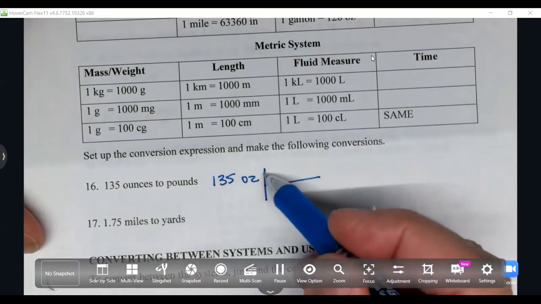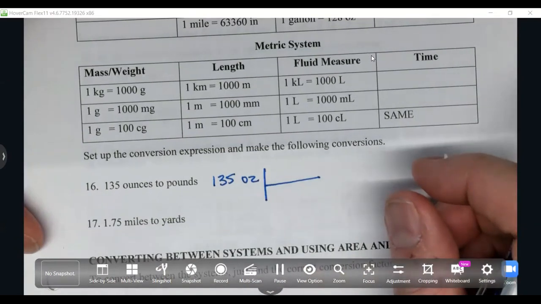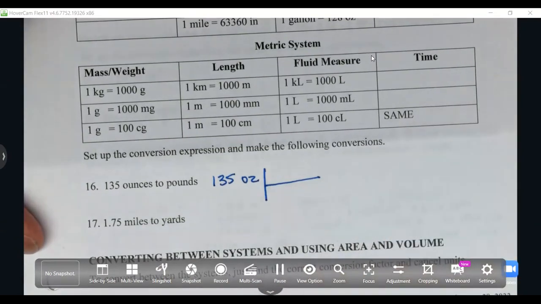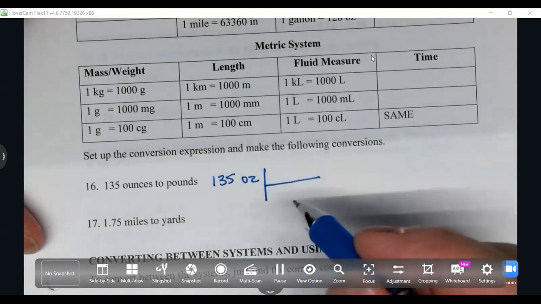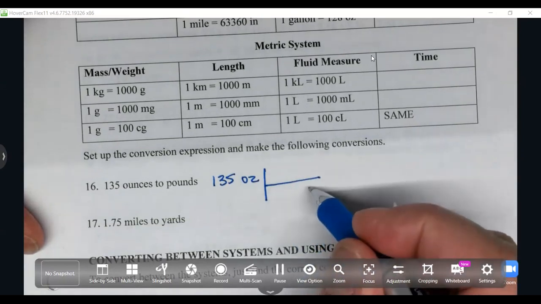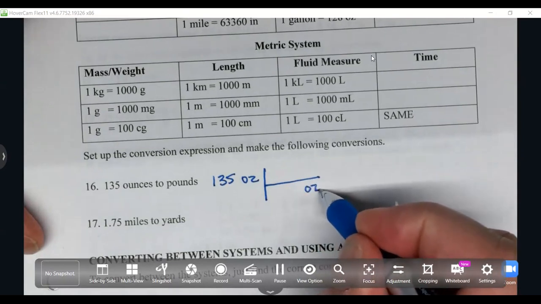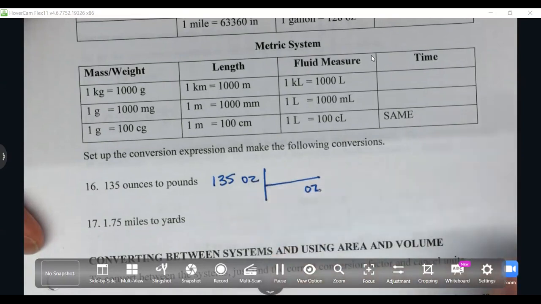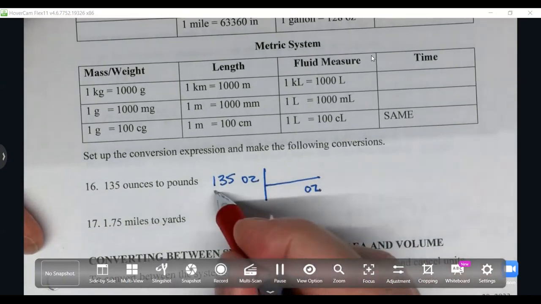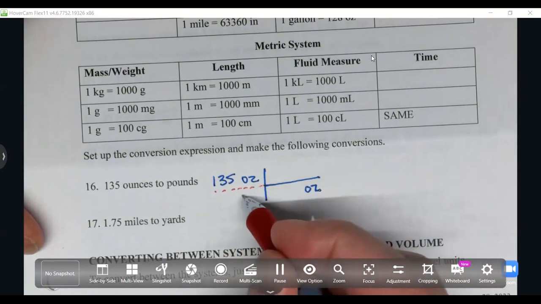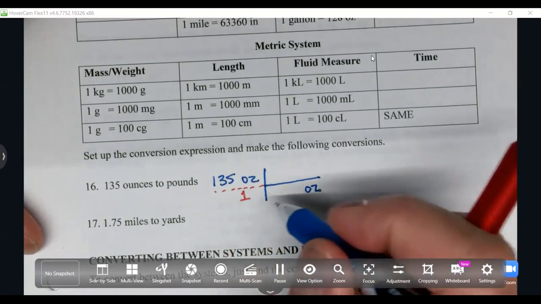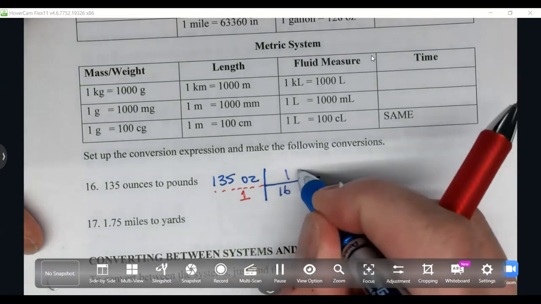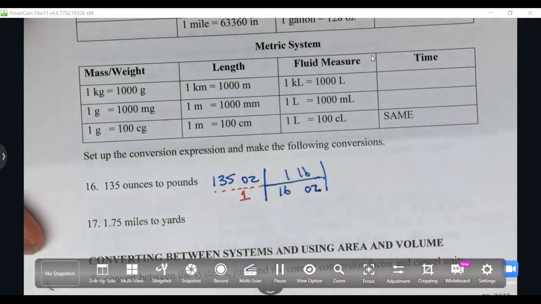I do this. I call it a conversion H. How many ounces in a pound? 16. And I know no matter what, I'm going to put something with ounces down here, because I started out with ounces. And this is the numerator if you want to put a line like this. So yes, 16 ounces, 1 pound. We know that's all there is to it.